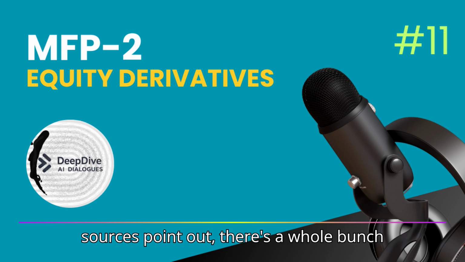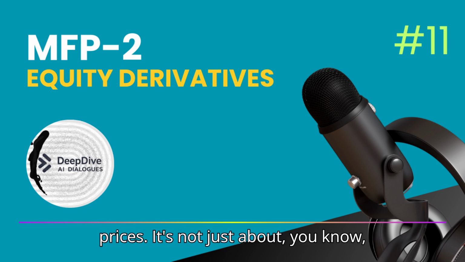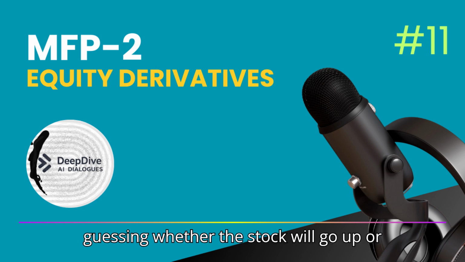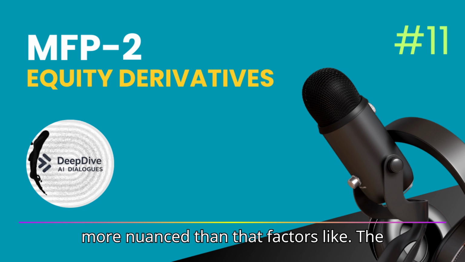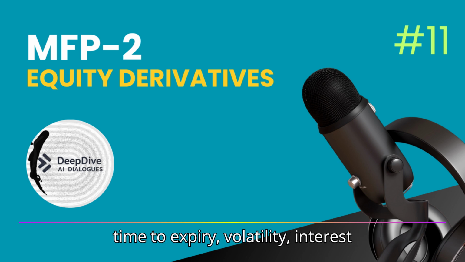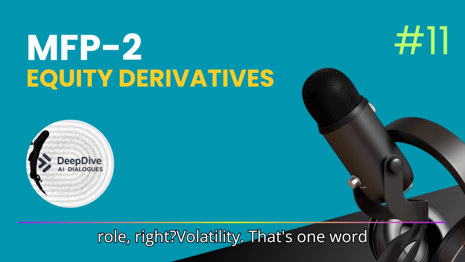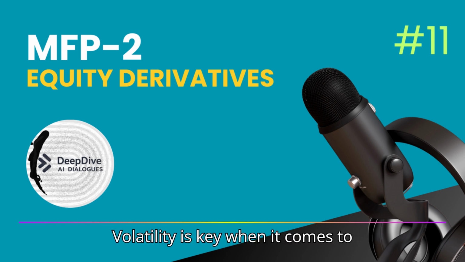But as your sources point out, there's a whole bunch of factors that can influence option prices. It's not just about guessing whether the stock will go up or down. You're absolutely right. It's way more nuanced than that. Factors like the underlying asset price, the strike price, time to expiry, volatility, interest rates, even dividends, they all play a role. Right. Volatility, that's one word that keeps popping up in the materials. Volatility is key when it comes to options.